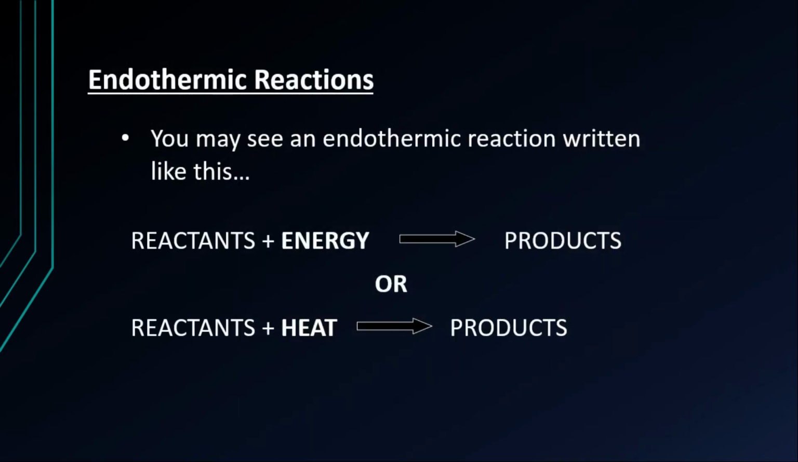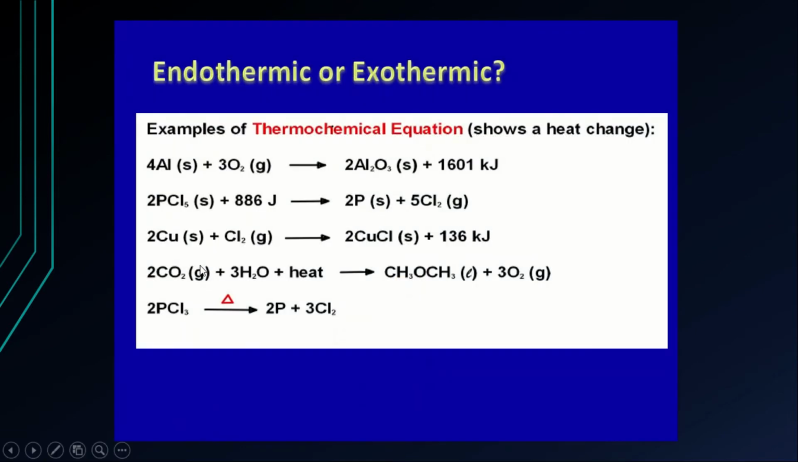How do we know if a chemical reaction is endothermic? By its chemical equation. Kapag ang energy or ang heat ay nasa reactant side. This is the reactant side, kung saan hindi nakapoint yung arrow or the opposite of the arrow. Kapag ang energy or ang heat ay nasa side ng reactant, then it is endothermic.